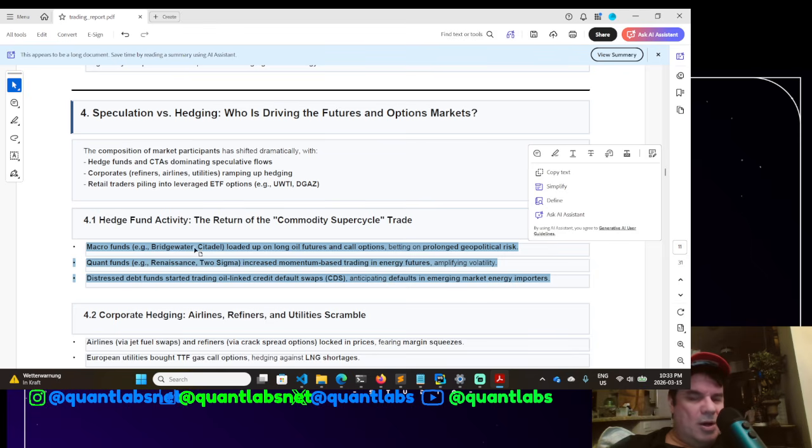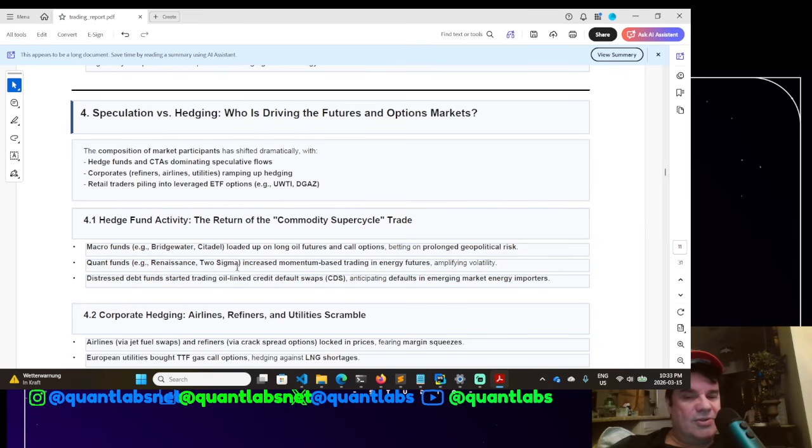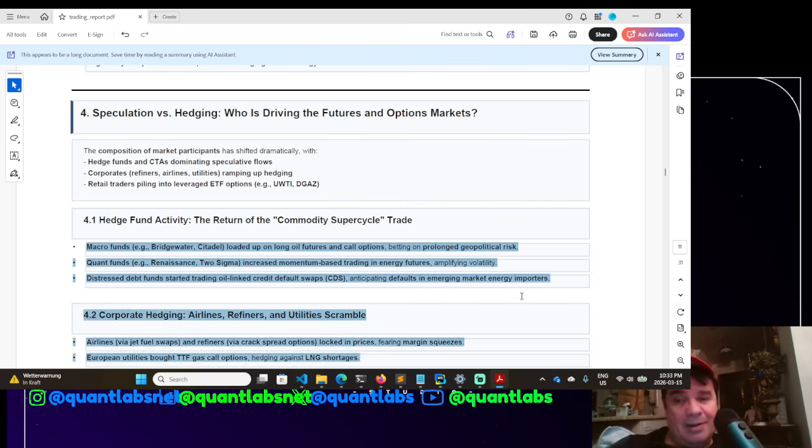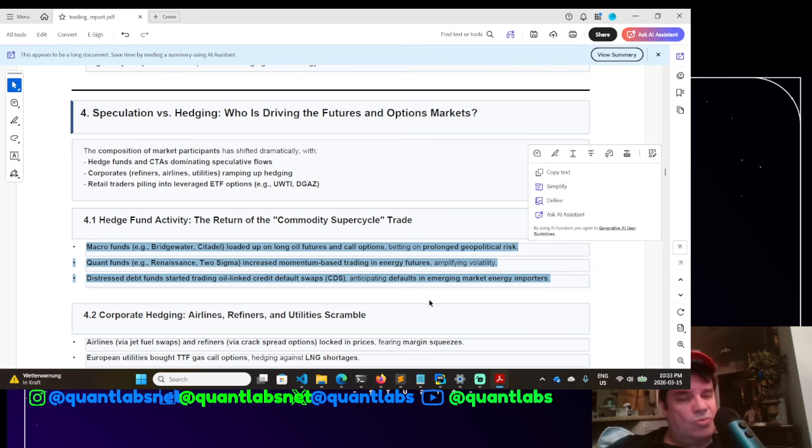So again, you can see what happens here, what all the hedge funds are doing, all the macro traders, Bridgewater, Citadel. What are they doing? Quant funds, what are these guys doing? The Renaissance, the Two Sigma. So you can see here that's coming out of the news feeds, what they're telling you, what they're doing. Everybody seems to think that there's one static algo for all market conditions, all market regimes.